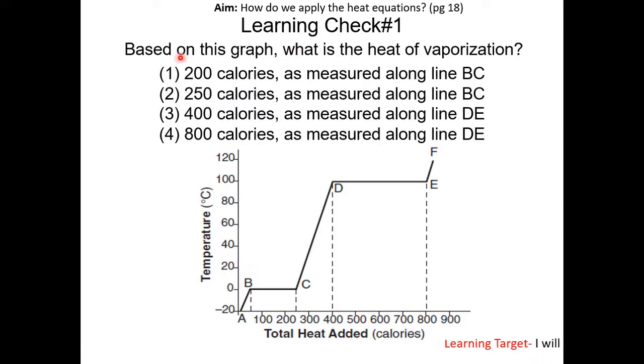Learning check number 1. Based on this graph, what is the heat of vaporization? Pause the video and resume once completed. Heat of vaporization is during boiling, so interval DE. The amount of heat in interval DE is 400 calories, so the answer is choice 3.